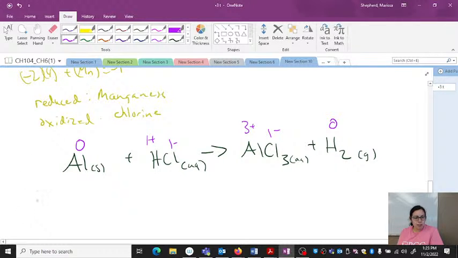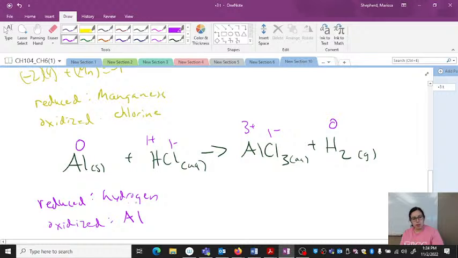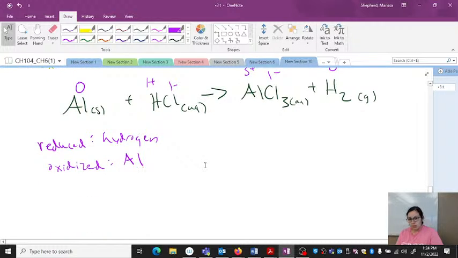And so now let's answer, so who was reduced then? So hydrogen went from +1 to 0. And then who was oxidized? Aluminum. And that made sense. Metals supplying electrons became more positive.